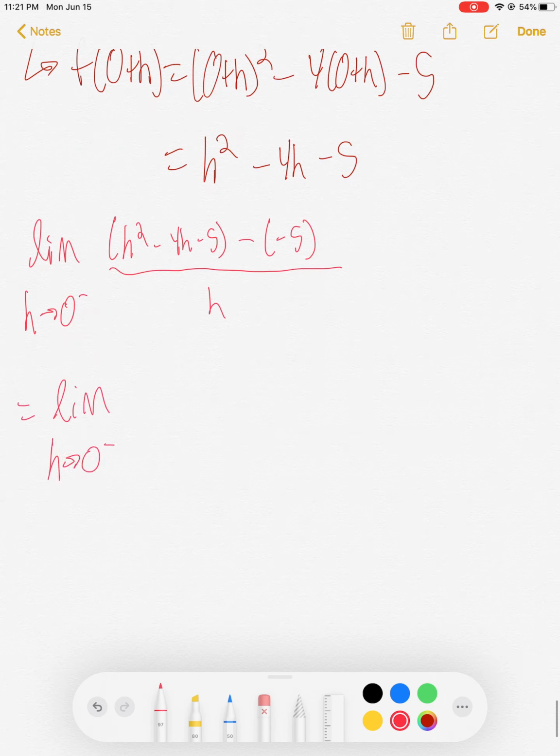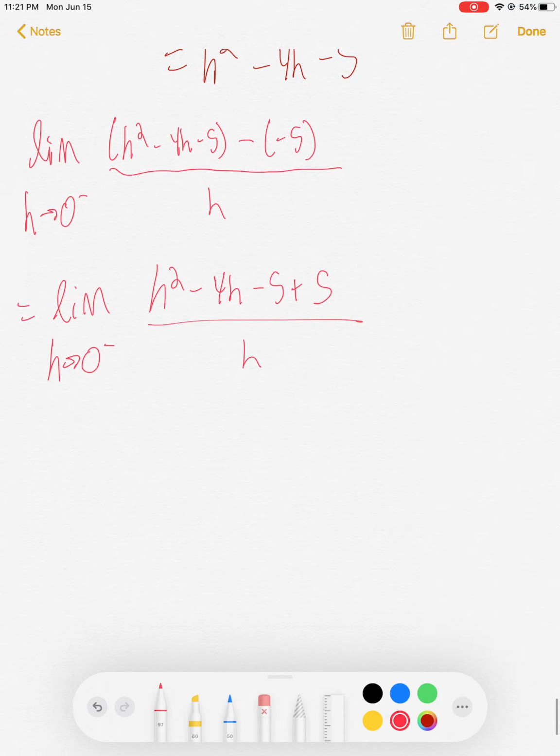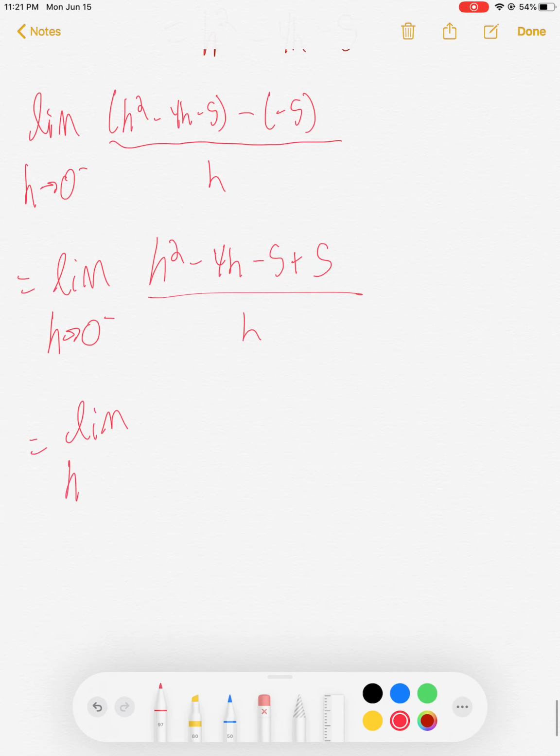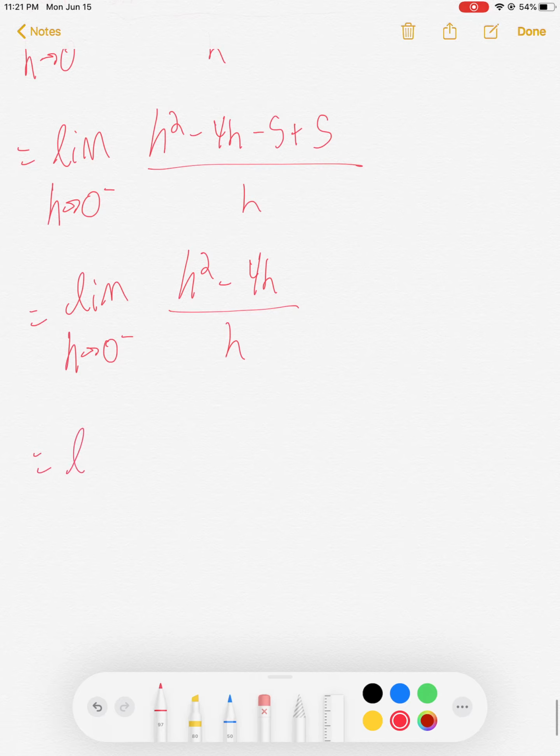So we get the limit as h approaches 0 from the left-hand side. f of 0 plus h, we just computed that to be h squared minus 4h minus 5. Minus f of 0, you'll recall from before, was negative 5, over h. Okay, equals the limit as h goes to 0 from the left. Well, this is going to be h squared minus 4h minus 5. And again, we're going to do a minus, we're going to get a plus 5, all over h.